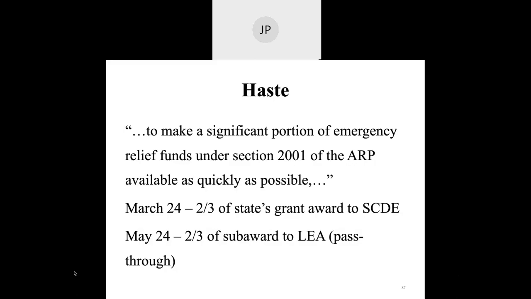And again, that May 24th date is the date where the SEA must allocate the American Rescue Plan funds to the LEAs.